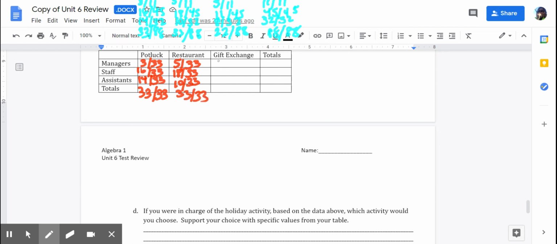For gift exchanges, 3 out of 22, 11 out of 22, 8 out of 22, and 22 out of 22. And for the last column, the 11 out of 88, 45 out of 88, 32 out of 88, finally 88 out of 88. And then again, this would be a great time for you to pause, find these percentages, and write them down.